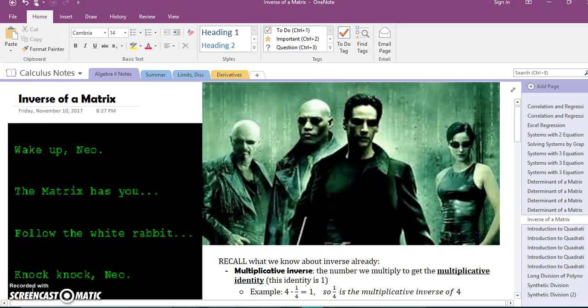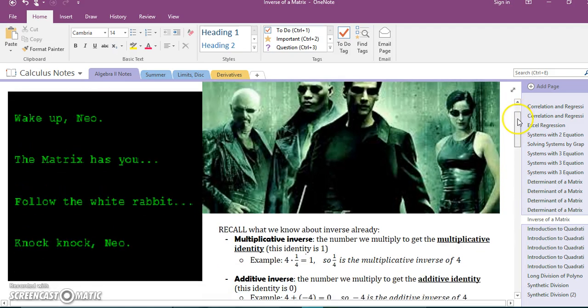Hi everybody, this video is on how to find the inverse of a matrix by hand and then how to use that to solve a system of two variables by hand, and that will be your fifth way because so far we know graphing, substitution, elimination, Cramer's rule, and then inverse of a matrix by hand. Now we already did inverse of a matrix on a calculator, but you're going to learn how to do it without a graphing calculator now.